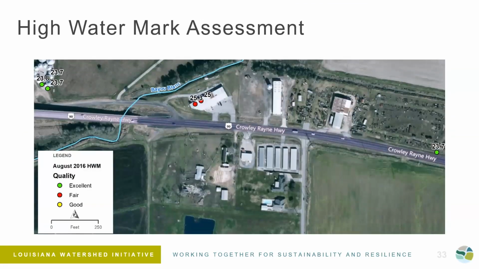Next thing as far as data collection goes is the high watermark assessments. Talk about calibration and validation. How do you know that your models are good? Well, you have to have some actual observed data to gauge how well you're matching. And one of these sources that we use is high watermark collection.